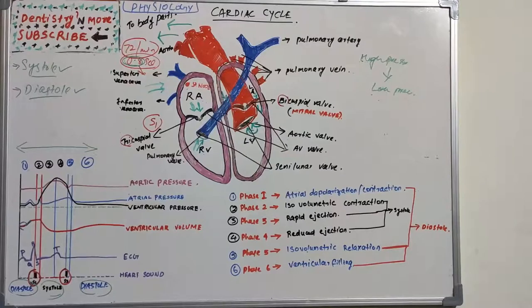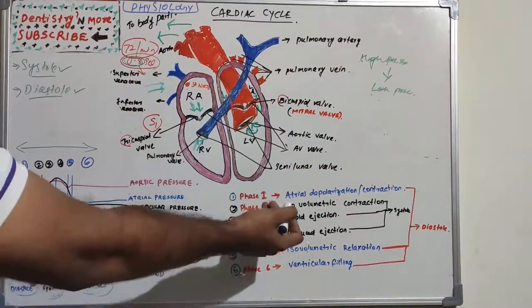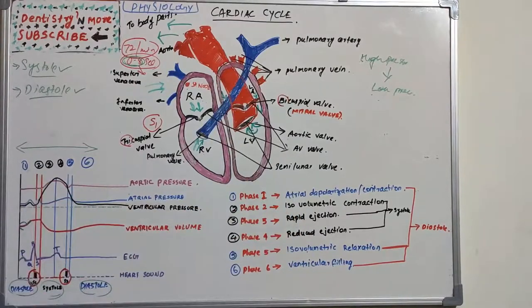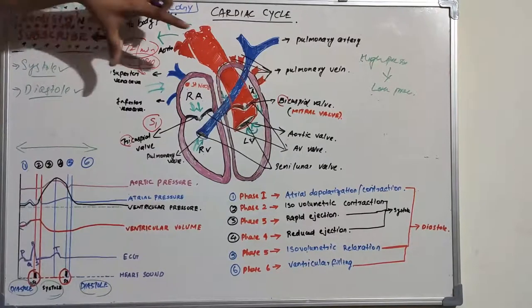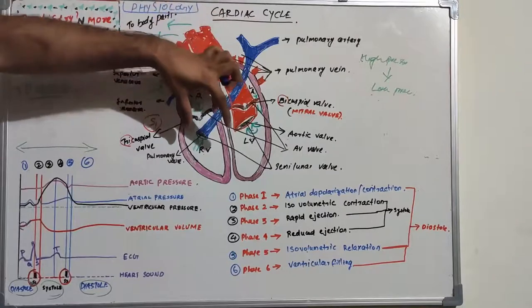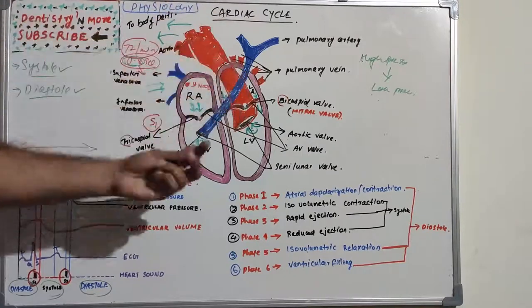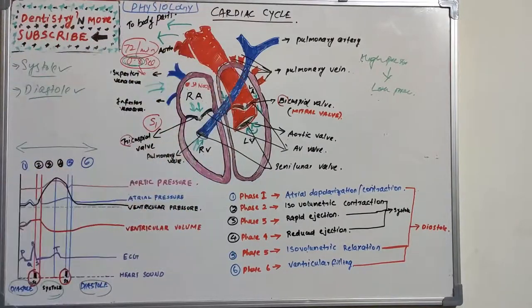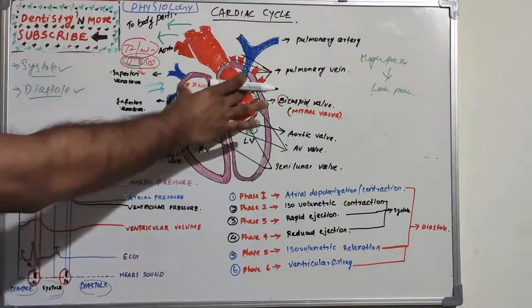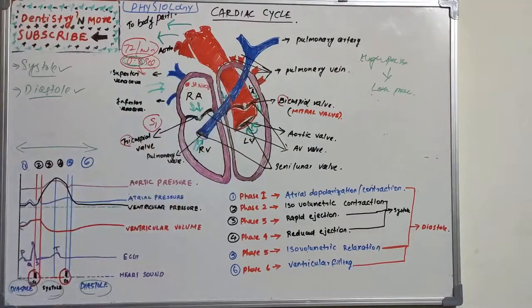After that, we have the second phase, isovolumetric contraction. Before that, the pressure increased, the blood flowed, and the blood filled up the ventricles. So after a period of time, the atrial pressure slowly reduced.